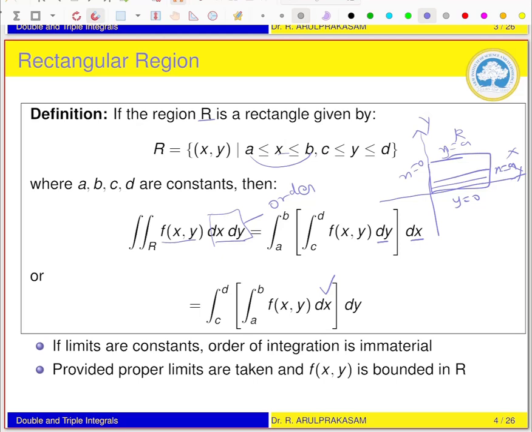This is the double integral evaluation procedure. So what is the important note you should concentrate on? Here the limits are defined constant. Limits are defined constant. So x value lies between a and b, and y value between c and d. This is the definition of double integral in Cartesian coordinates.